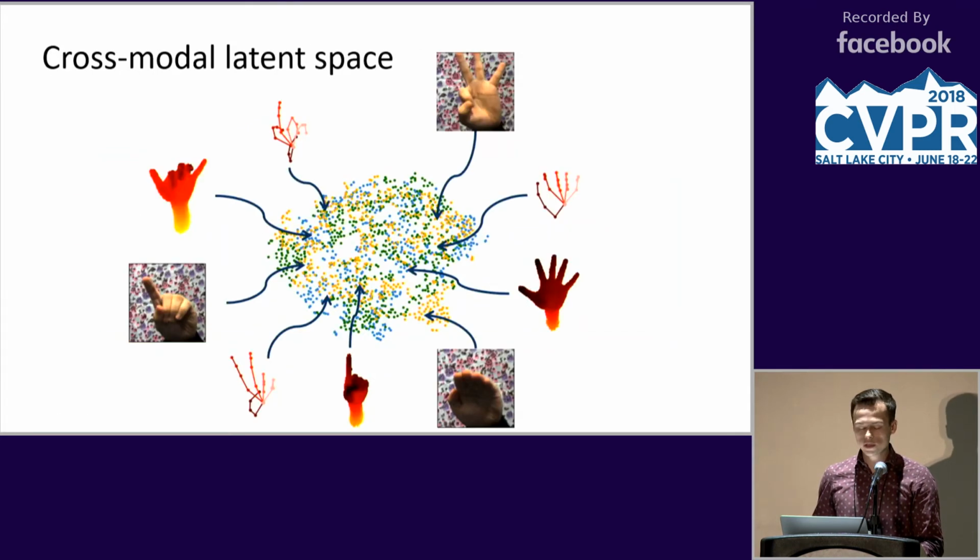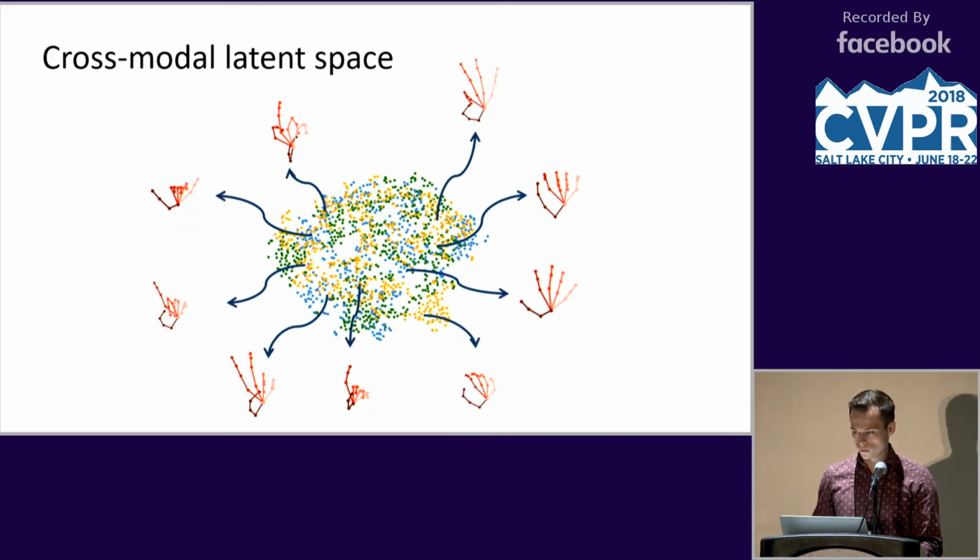To do so, we learn a statistical hand model represented by a single cross-modal latent space with the help of variational autoencoders. We can embed hand data of any modality into this latent space. Here, each color corresponds to one data modality. Using the latent space representation, we can then retrieve the 3D joint configuration.